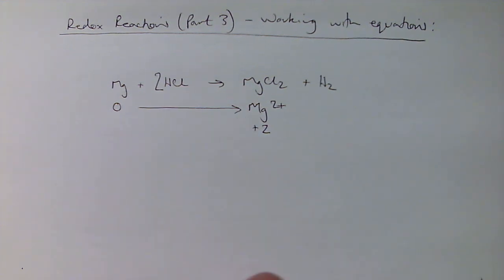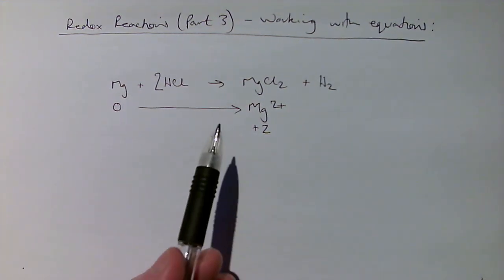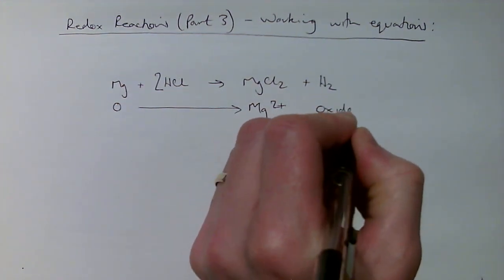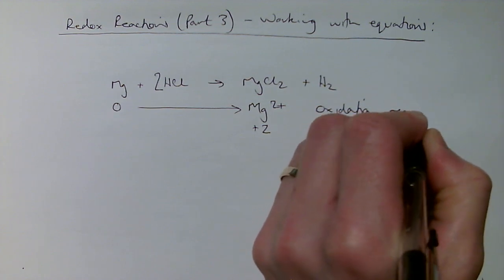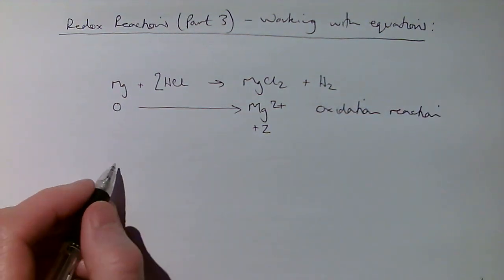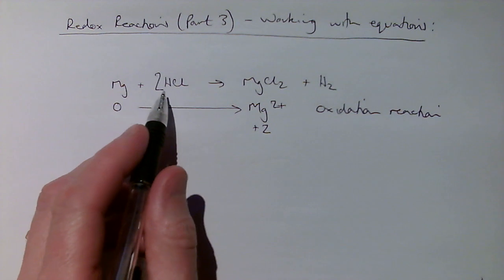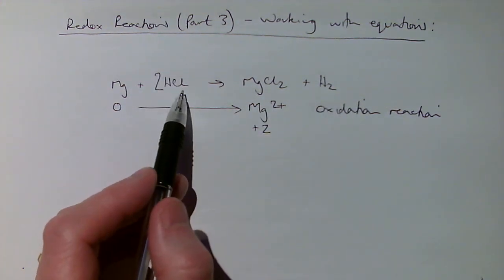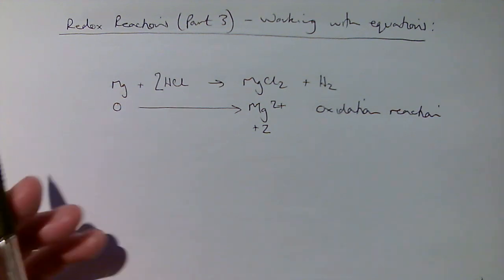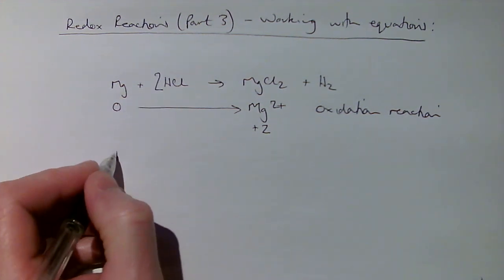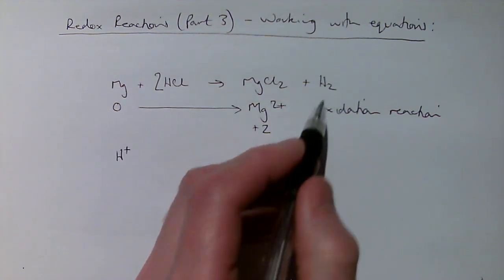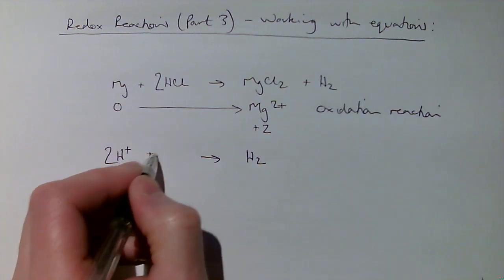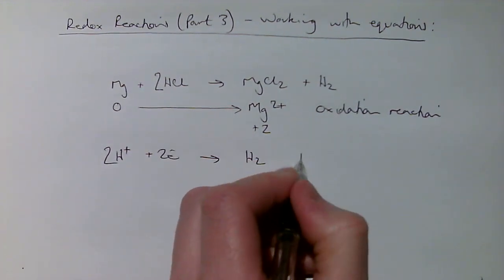Now I'm looking for a species in that reaction that has been reduced. So if that's my oxidation reaction, I'm now looking for a reduction reaction. I have a look through here and I think, oh right, HCl, hydrochloric acid. What makes a solution acidic? The presence of a hydrogen ion. So I've got some H+ ions there. The H+ ions are forming H2, so 2H+ plus 2 electrons goes to H2. That is my reduction reaction.